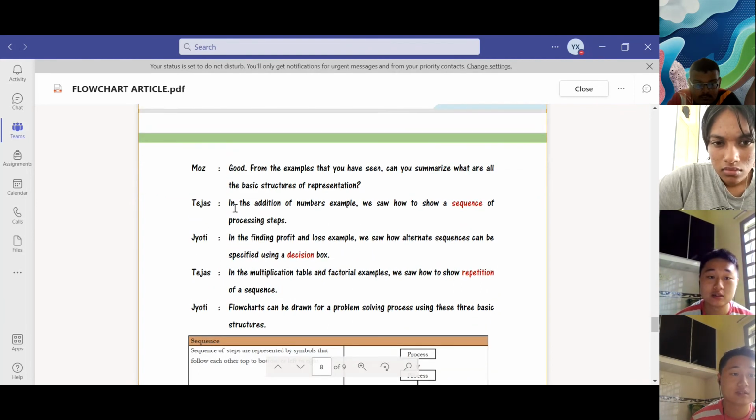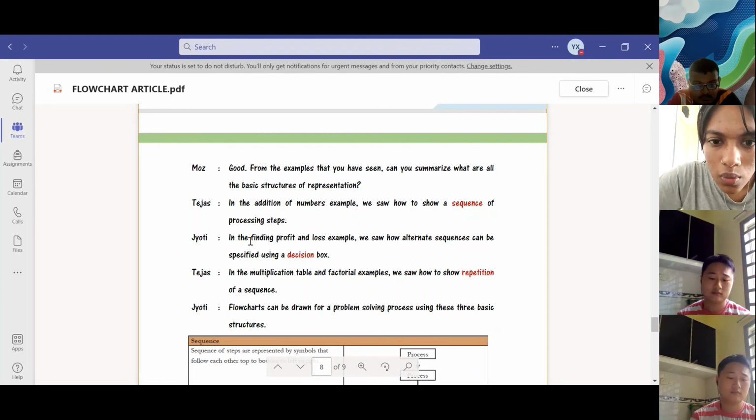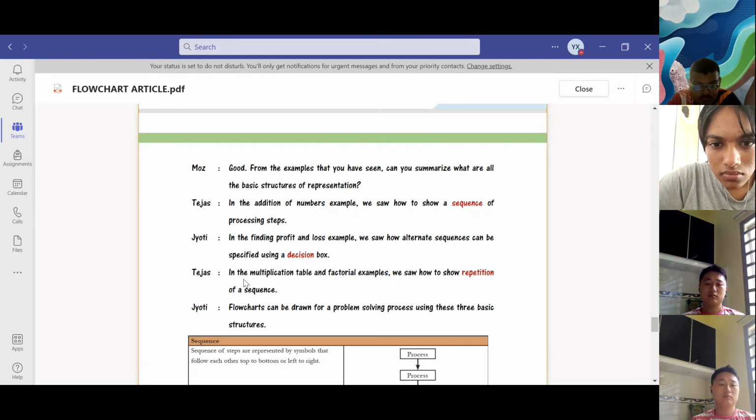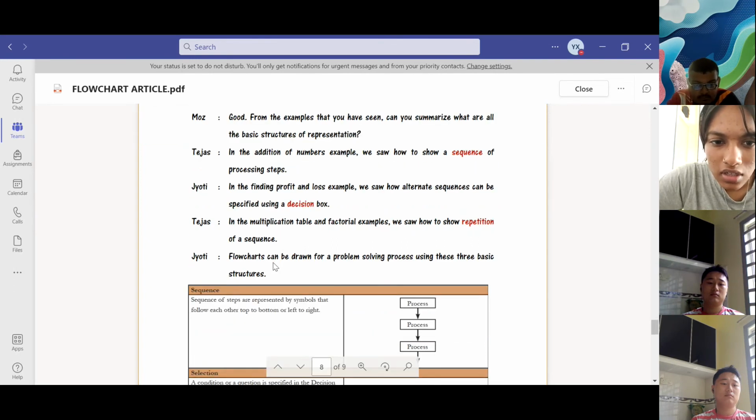From the examples that you have seen, can you summarize what are all the basic structures of representation? In the addition of numbers example, we saw how to show a sequence of processing steps. In the finding profit and loss example, we saw how alternate sequences can be specified using a decision box. In the multiplication table and factorial examples, we saw how to show repetition of a sequence. Flowcharts can be drawn for a problem-solving process using these three basic structures.